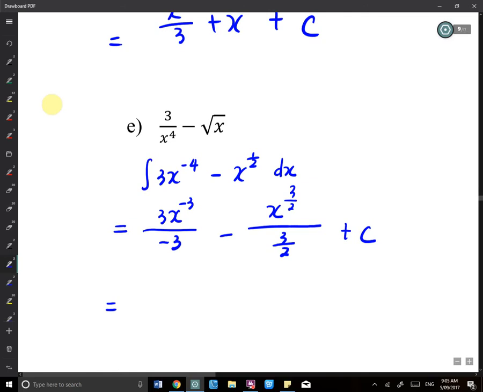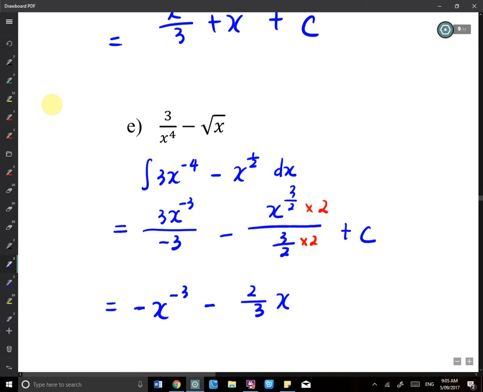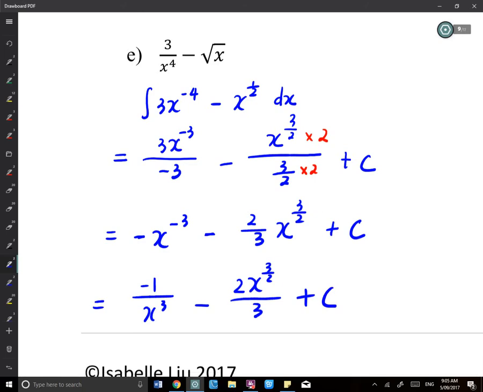For the first one, what I have is a minus x to the power of minus 3. For this one, you have a minus. What I need to do is a fraction over fraction, which is not good. I will times 2 on both top and bottom. What I will have is 2 over 3 x to the power of 3 over 2, and plus c. Well, I can write that as minus 1 over x cubed minus 2x to the power of 3 over 2 over 3 plus c. Well, don't really need to change. The second last line is good enough.